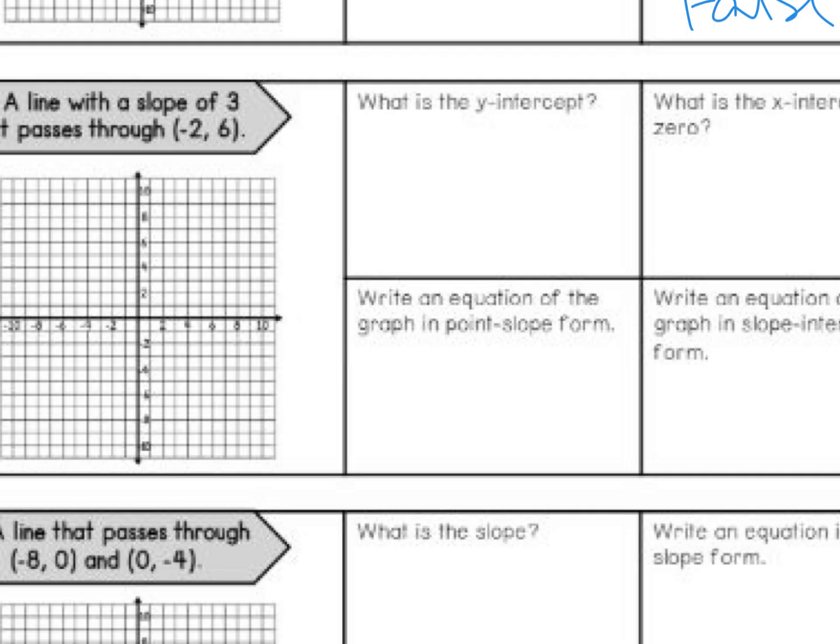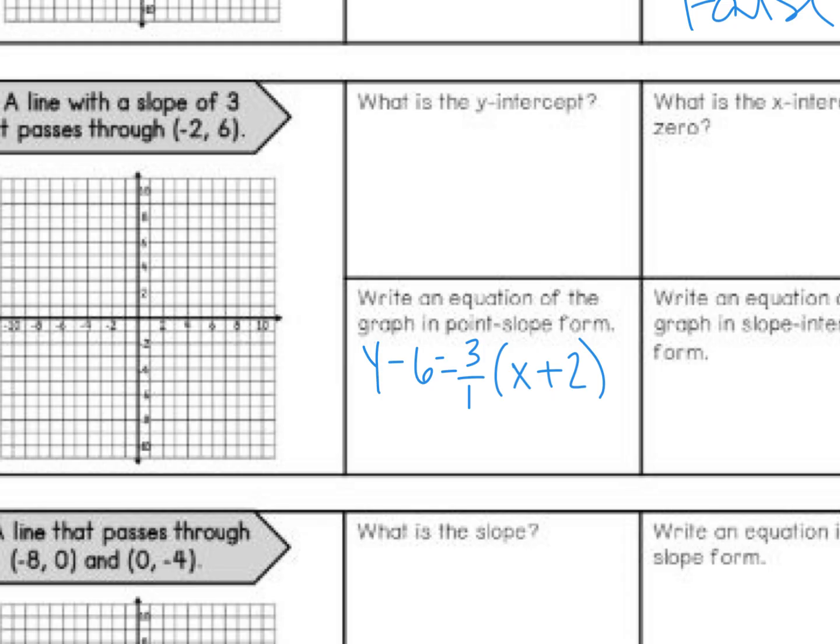Y minus 6 equals 3 over 1, X plus 2, because we change our sign. So what does that tell us? Does that tell us anything yet, or do we need to change it? We need to solve it.